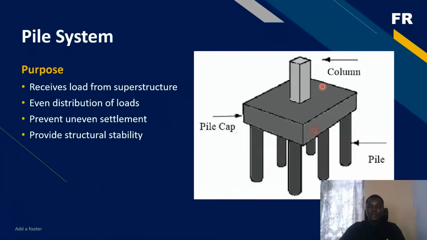Generally we have the load coming from the superstructure. This example is showing a column. Sometimes it can be a pier from a bridge, or it can be any loads coming on the pile. So this load is first of all received by the pile cap. This pile cap is actually serving four purposes. The pile cap is very important. It is just a base where the superstructure and its load is received before transferring that load to the pile itself.